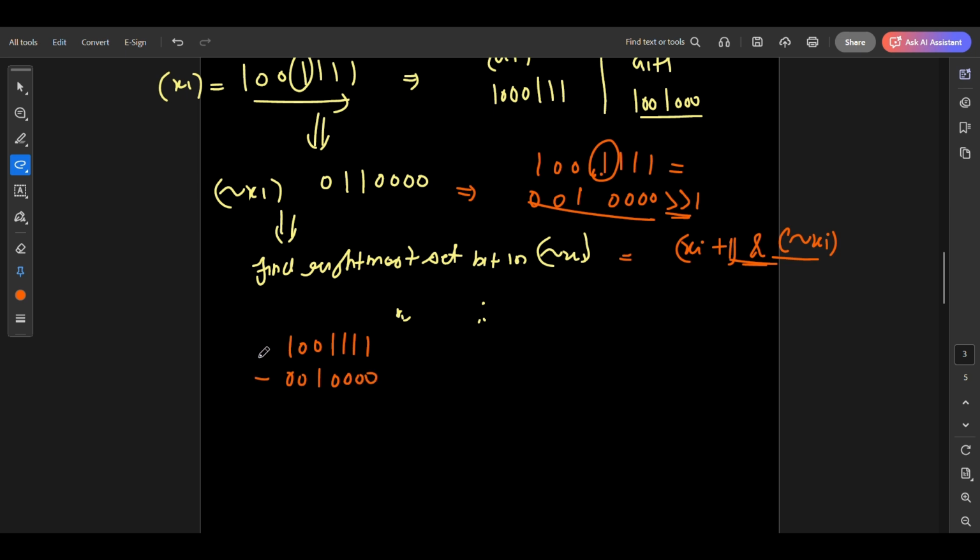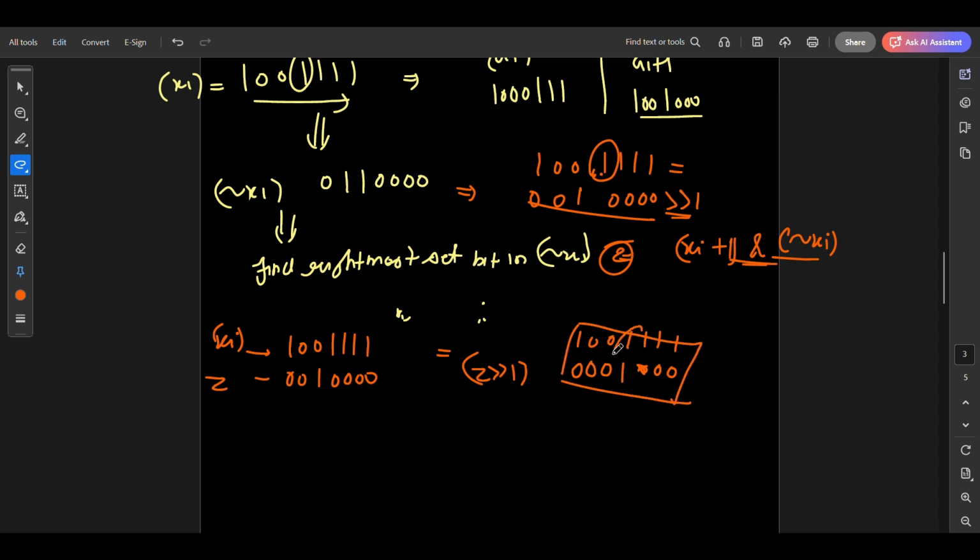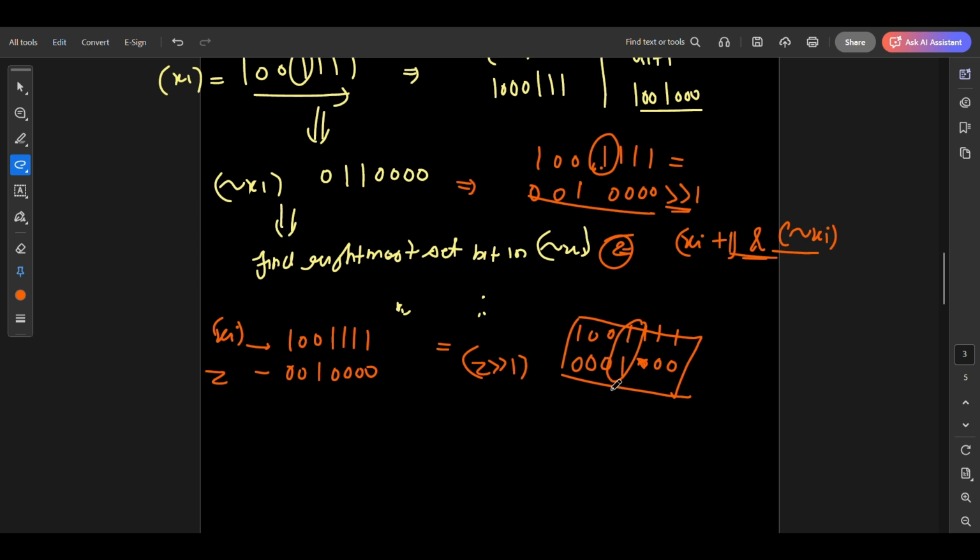This is my operation. Let's say I'm storing this value as z, okay? This is my z, and this is my xi. And what I will do is take z like this, 0 0 1 0 0 0, and it will be 1 0 0 1 1 1 1, okay? And now what I have to do is invert this value only.